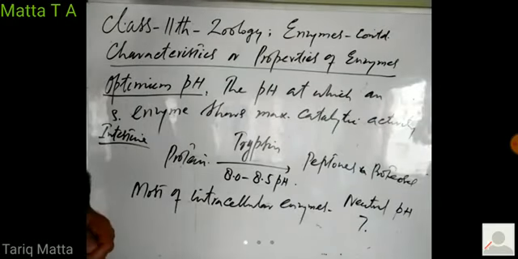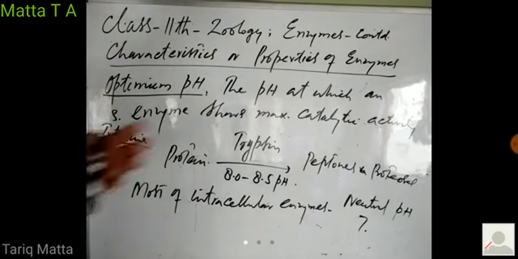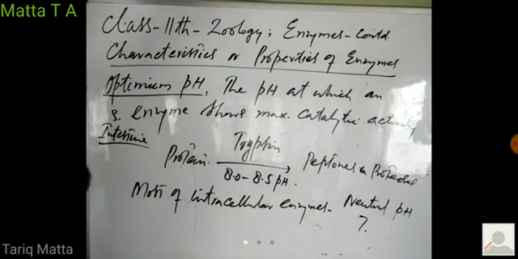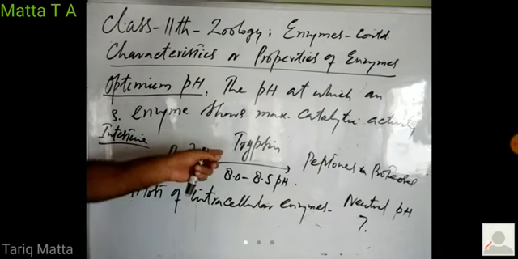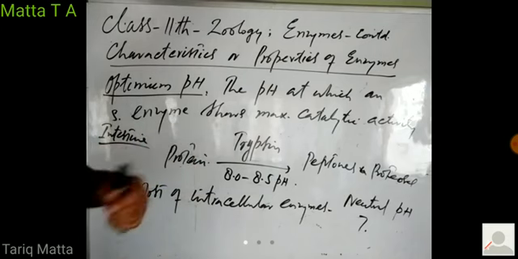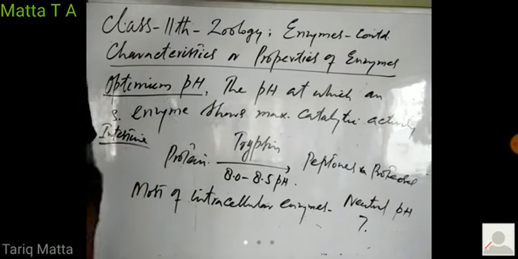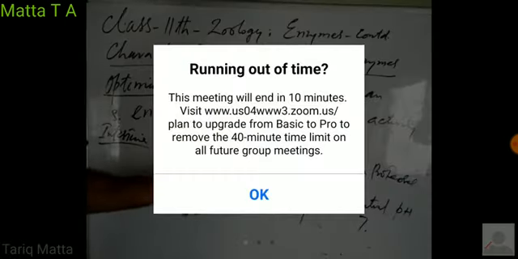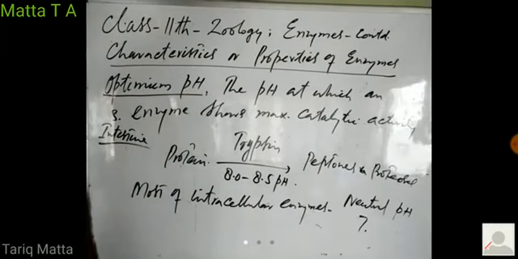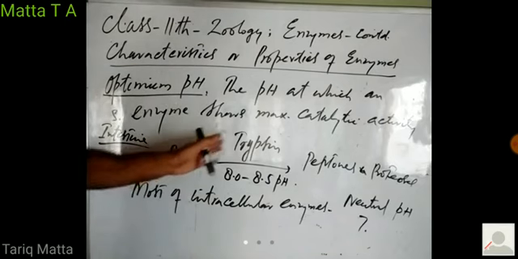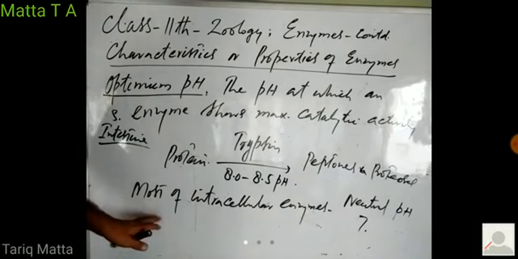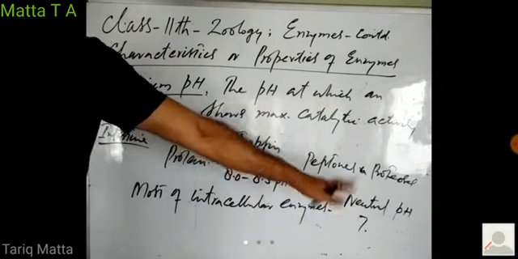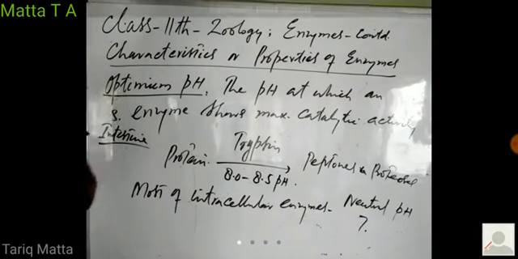So enzymes work in different mediums. Those enzymes which work best in acidic medium are pepsin and renin. Those enzymes which work best in alkaline medium are trypsin, chymotrypsin, carboxypeptidase, procarboxypeptidase. But most of the intracellular enzymes work best at neutral pH, right? So every enzyme has got its own optimum pH.